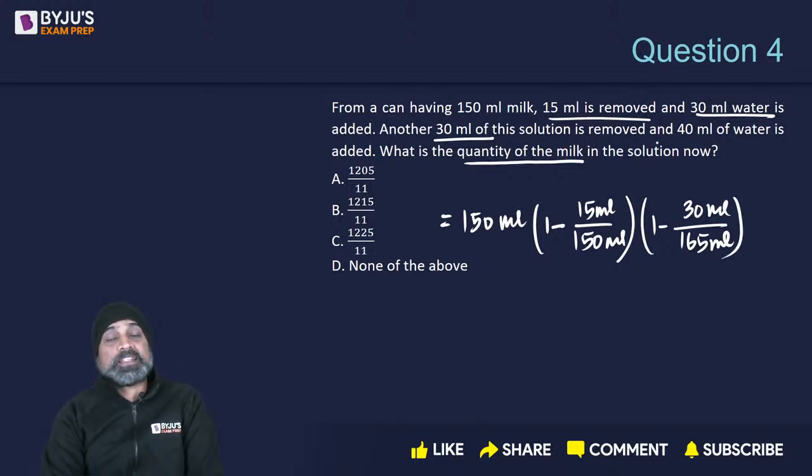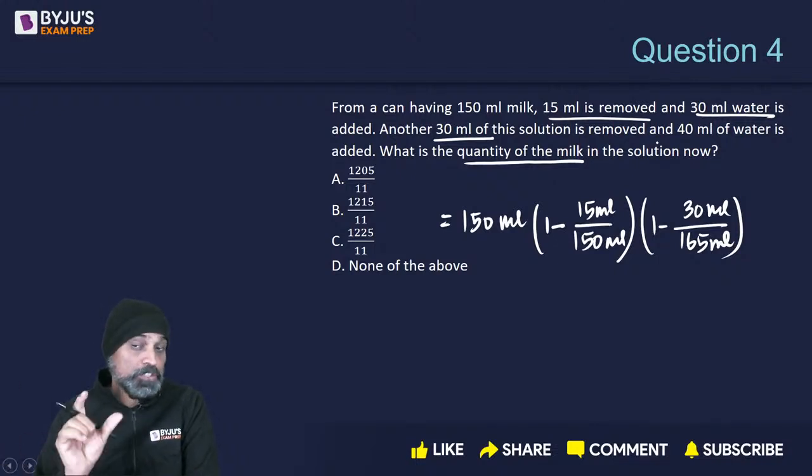Since this process is done 2 times, we will have two brackets for this. Now please do remember that finally we will have 10 ml extra water. So the final volume will be 175 ml, but that is not going to change the quantity of milk in it. The percentage or the concentration will change, the volume will not change. So this is what we will get.